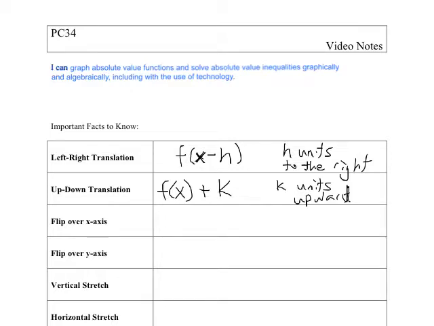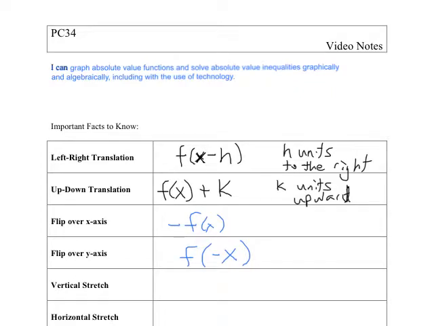A flip over the x-axis, we take the function, or the y values, and we're going to make them all negative. So that's our flip over the x-axis. Whereas the flip over the y-axis, we're going to take all of our x values and make all of our x values negative.